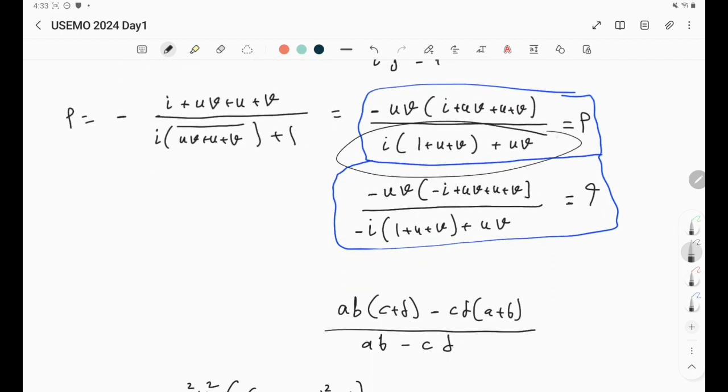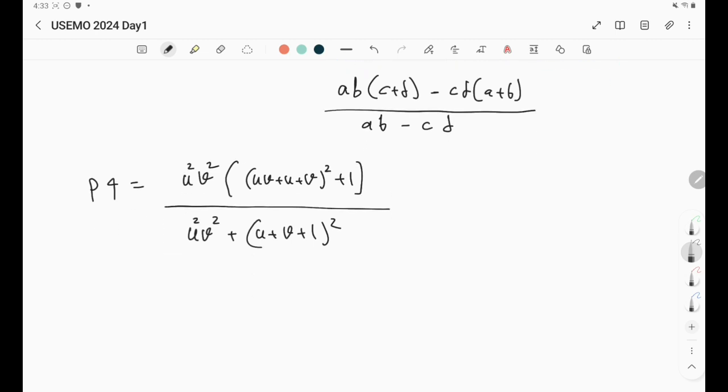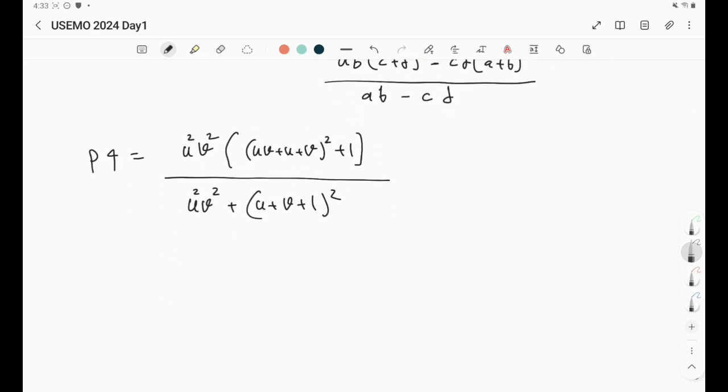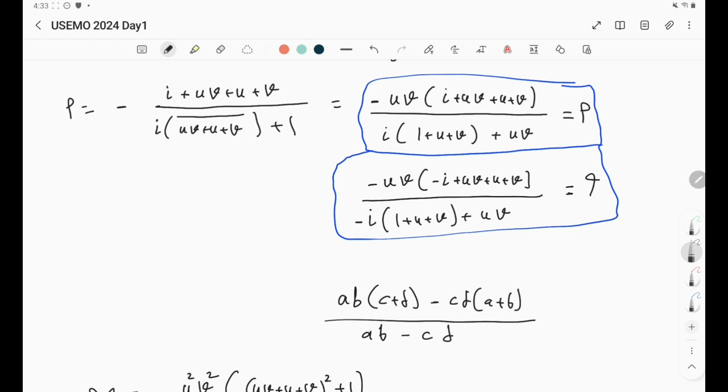If you look at these two, they're also conjugates. So it's going to be U squared V squared minus this thing squared. Again, I squared is -1, so it's going to become plus. So it's U squared V squared plus U plus V plus 1 squared. So it's just this thing squared plus U plus V plus 1 squared. Okay, very nice. This thing is PQ. Now we need to evaluate P plus Q. So let's find that as well. Okay, we need to add them. First of all, you can take the negative outside, UV as a common factor.